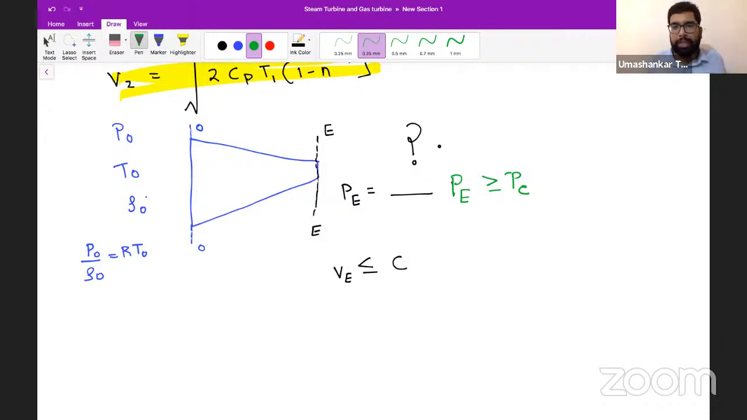So in this lecture, we have seen the design of the converging nozzle: till what point in a converging nozzle we can increase the velocity or decrease the pressure. We'll continue from this point in the next lecture.